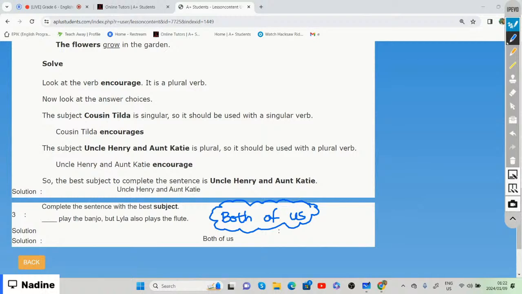So both of us means that we are specifically looking at a plural subject, right? So this is a plural subject, and with it being a plural subject, it means that play is correct. Because a plural subject uses a plural verb, which means that we do not add an s, es, or ies to our verb.